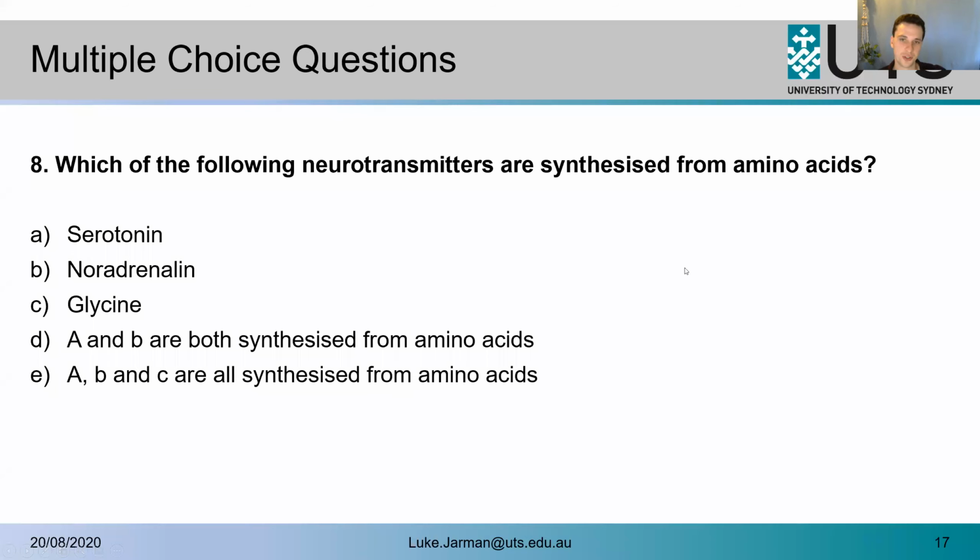Question 8, which of the following neurotransmitters are synthesized from amino acids? So it's actually A and B, serotonin and noradrenaline. Glycine is itself an amino acid, so it doesn't need to be synthesized from amino acids. But glycine is itself also a neurotransmitter. It's not really one that we look at a whole lot in the subject, but serotonin and noradrenaline, certainly you'll be hearing about those all the time.